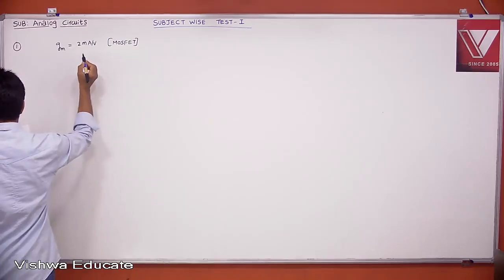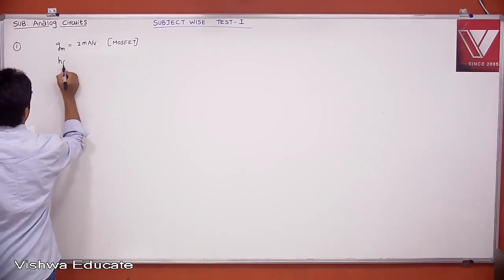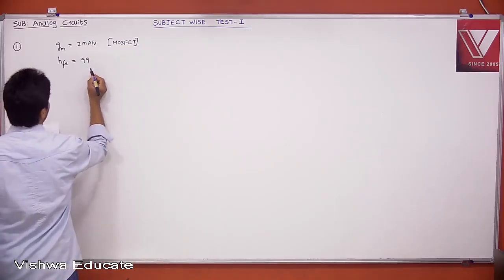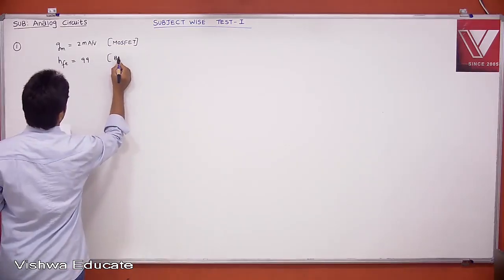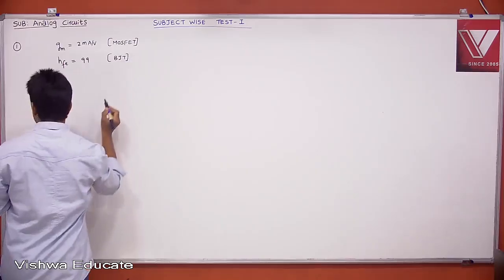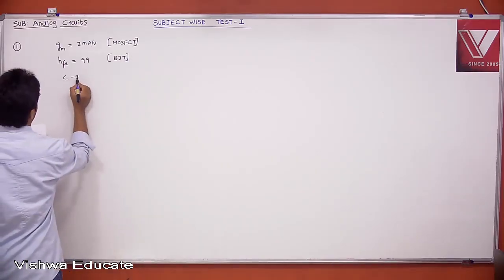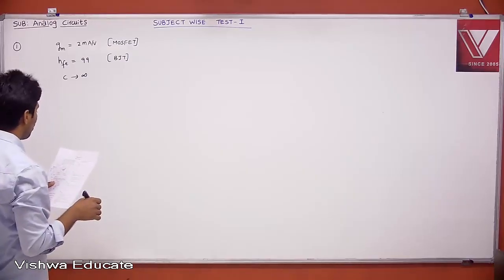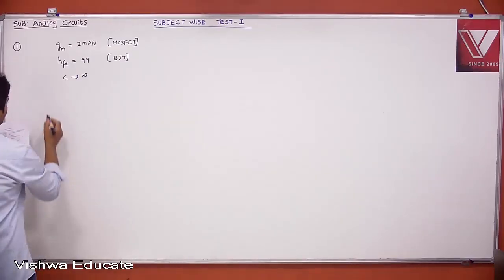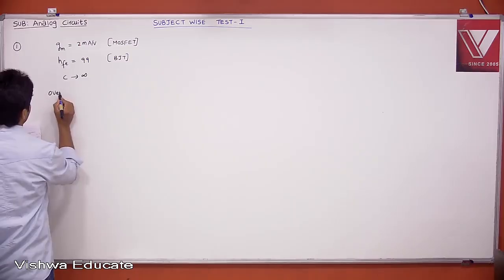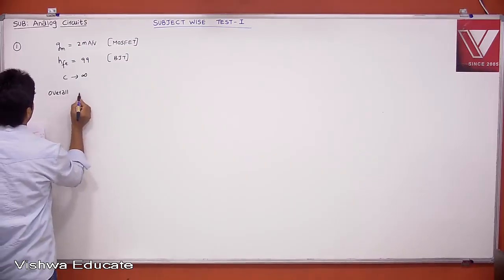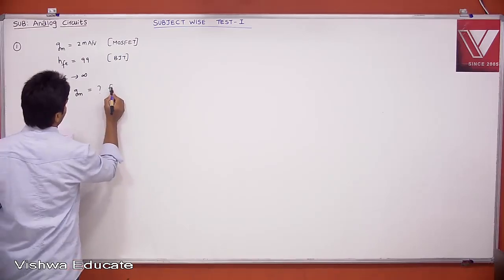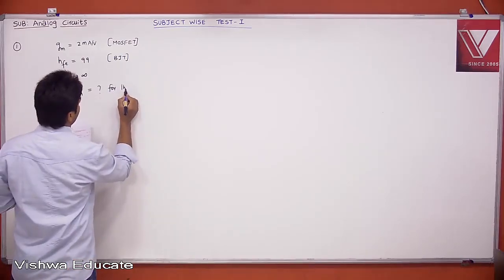And HFE is equal to 99. This is for BJT. Then all capacitances are very large, infinity means very large, and it is asking for the overall transconductance. Therefore, what is the overall transconductance for the composite transistor?